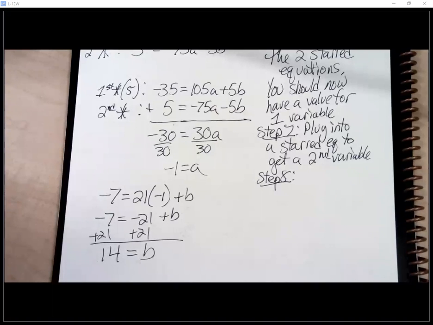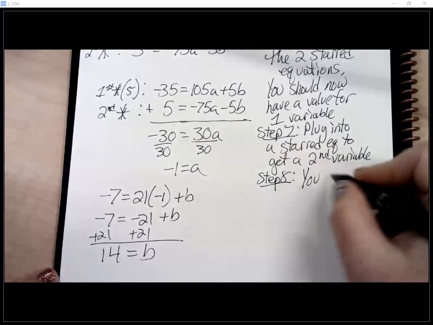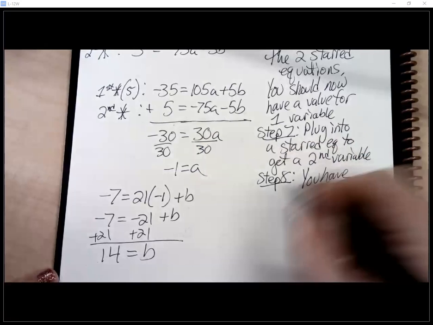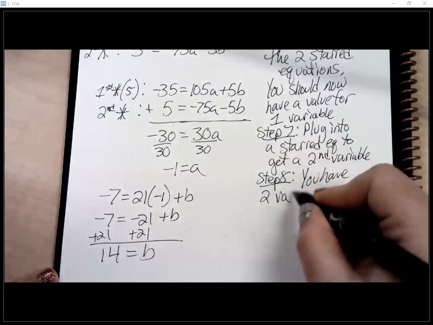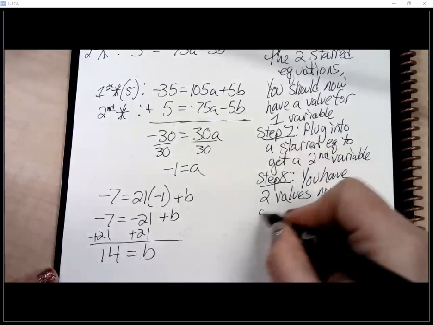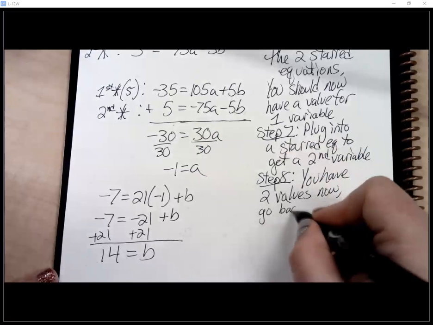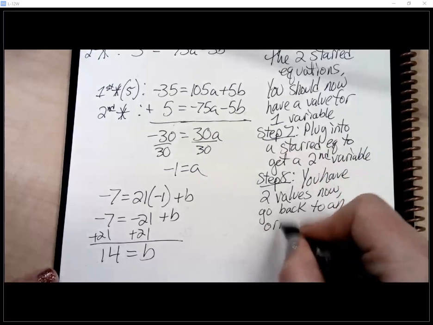So step 8, now that we have 2 values, I know A and B, I just need to go back and find C. So you have two values now. Go back to an original to find the third.